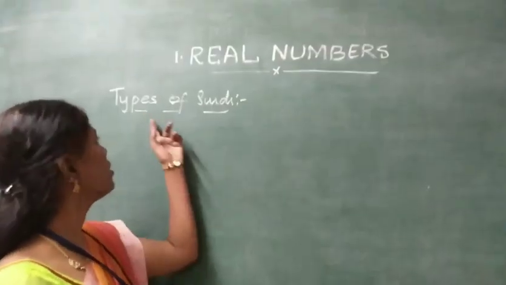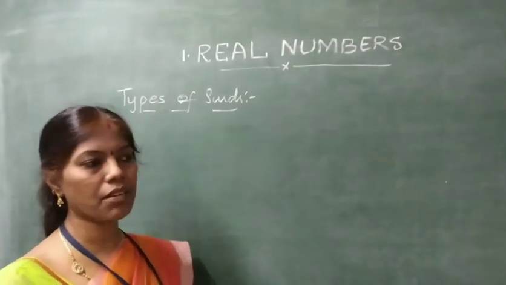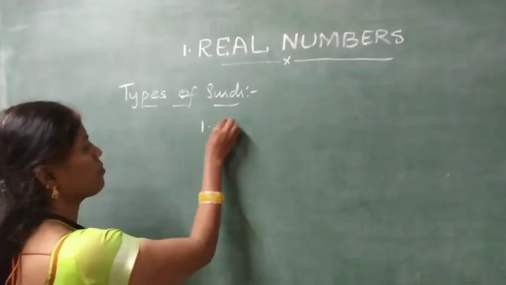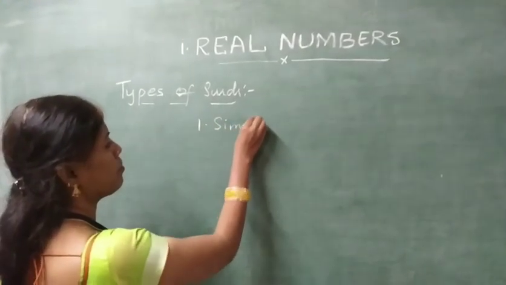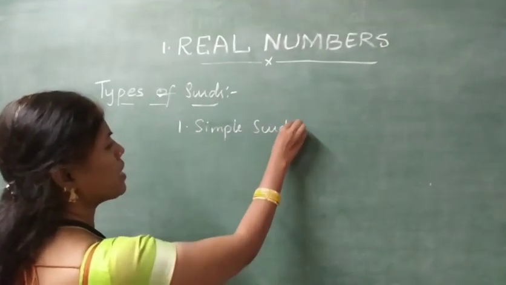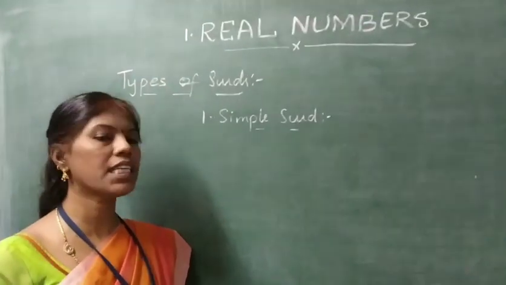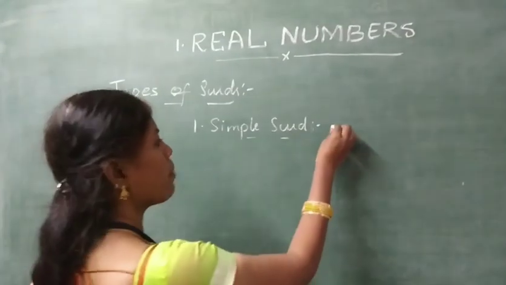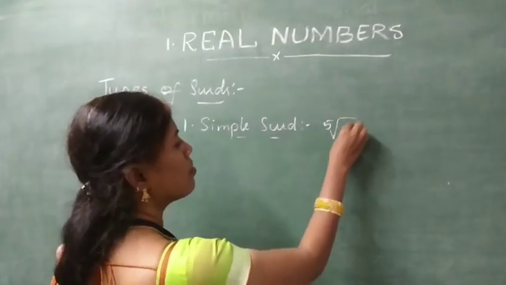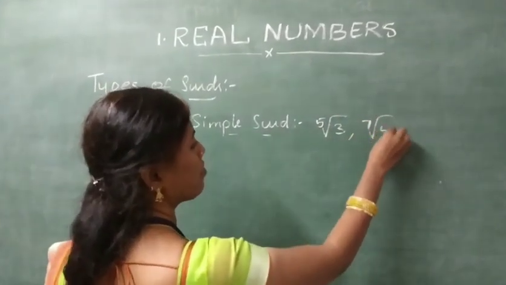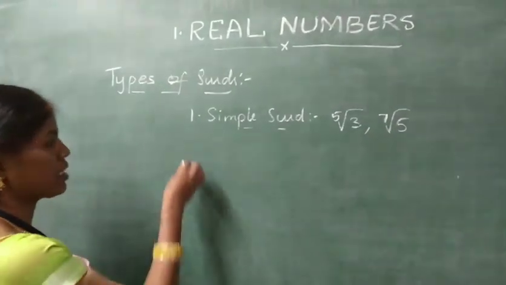Types of surds. Now we can see the types of surds. The first one is the simple surd. What is meant by a simple surd? A surd having only one term we call a simple surd. For example, 5th root 3 and 7th root 5 are simple surds.